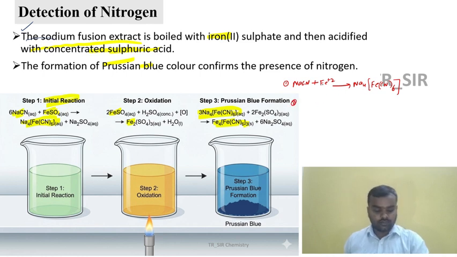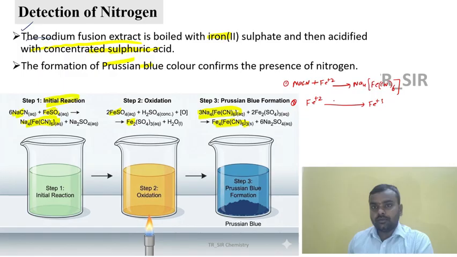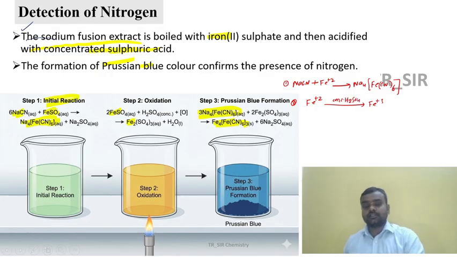So we are converting Fe2+ into Fe3+, oxidation. How are we doing oxidation? In presence of concentrated sulfuric acid. Concentrated sulfuric acid, we are oxidizing. Why is sulfuric acid a good oxidizing agent? So Fe2+ converts into Fe3+.